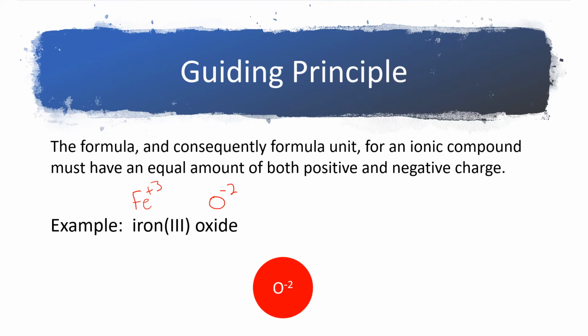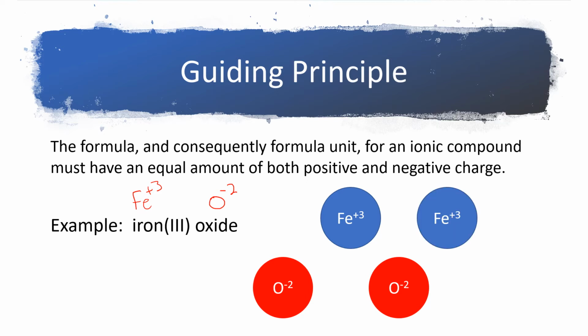Well, if we take just one oxide, we've got that -2. If we take one iron, we've got 3 positives and 2 negatives. If we add those numbers together, +3 - 2, we end up with a +1. So that means we have too much positive charge. So let's take another negative ion, because the oxides come as these lumps of 2 negative charges. Now if I add up these numbers, I have 4 negatives and 3 positives. So +3 - 4 gives us a -1. So now I've got too much negative charge, so I need some more positive charge.